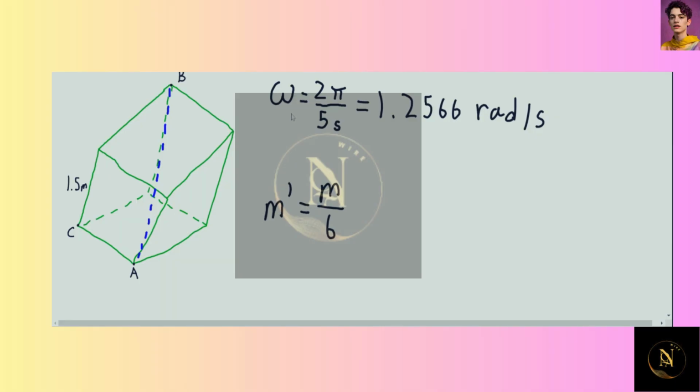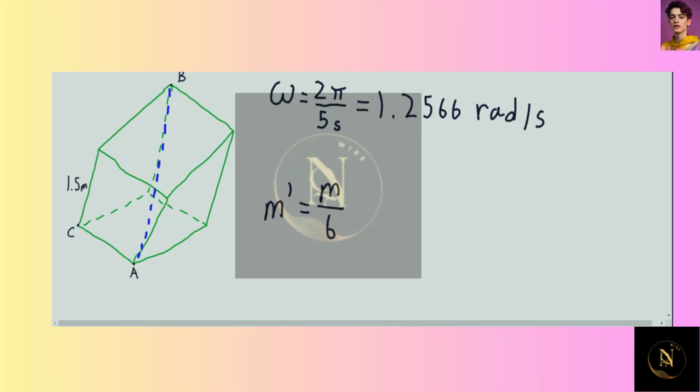I went ahead and found what the angular velocity was, and the mass of one side of the cube is given, or we can write it as the total mass of the cube divided by the total number of sides, which is 6. And we're going to assume that in this cube the x, y, and z axes are perpendicular to the faces of this cube.